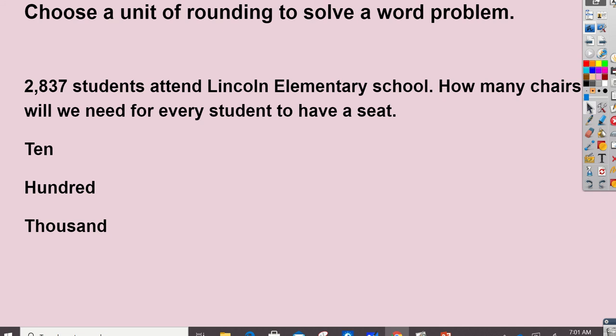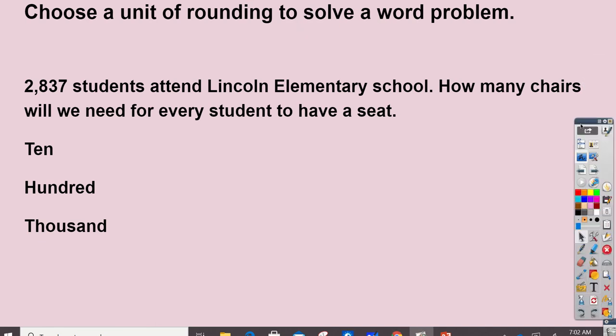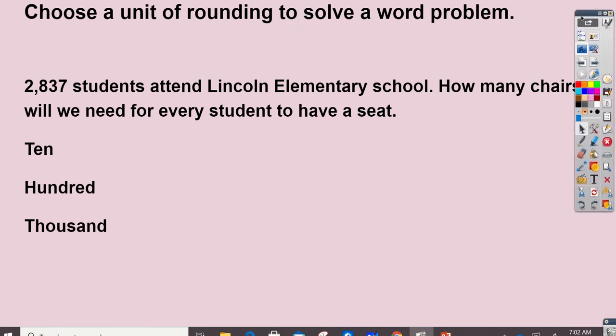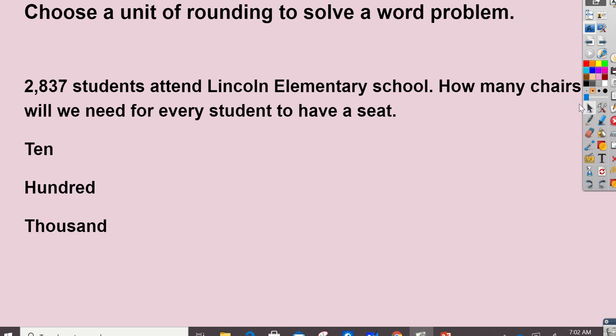Here, we're going to have to choose a unit and talk about why. So we have 2,837 students who attend Lincoln Elementary School. How many chairs will we need for every student to have a seat? First, it says to round to the nearest 10. So again, if you write this number out, we're going to find out what digit is in the tens place. And the digit in the tens place is 3. So 7 is what we're going to round.